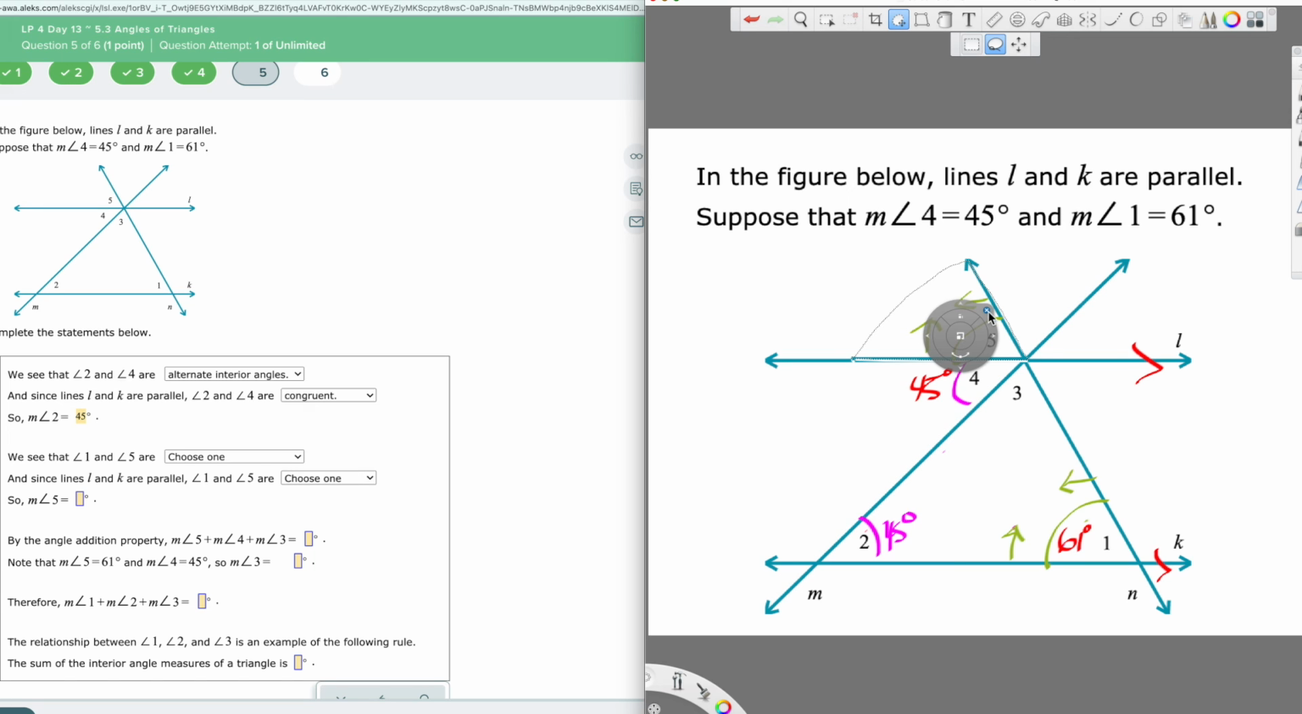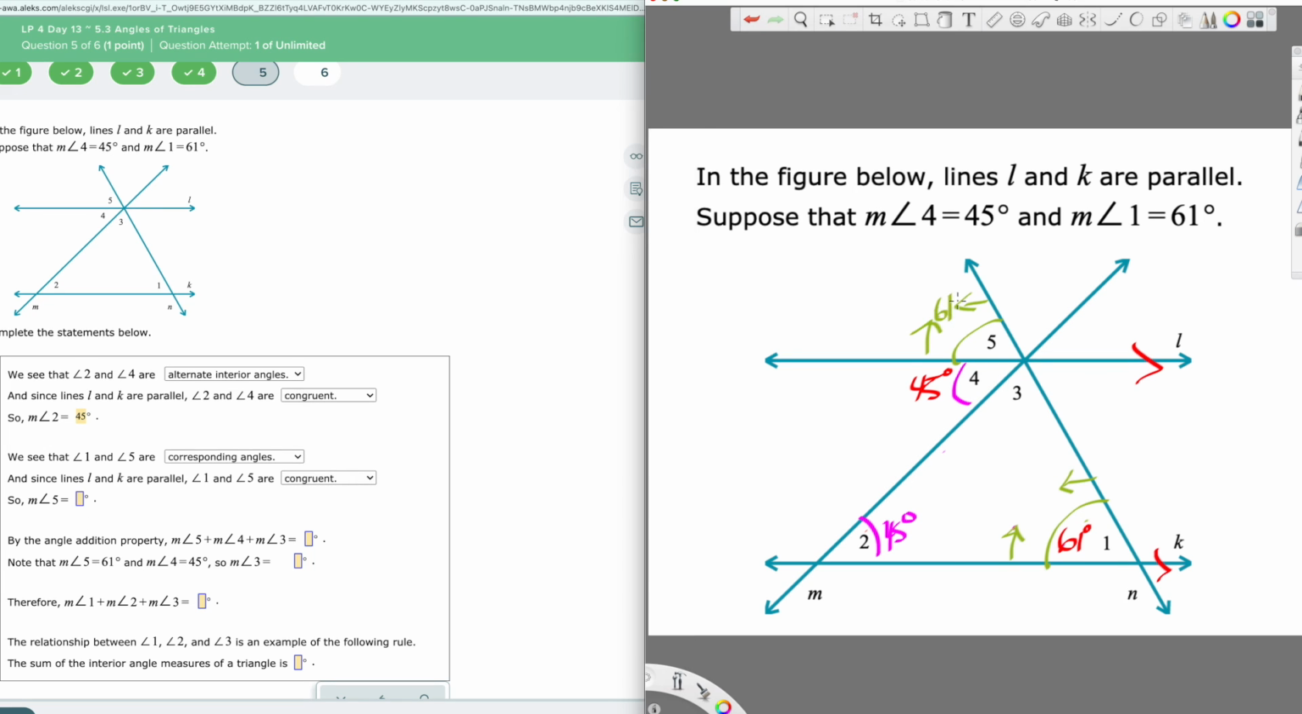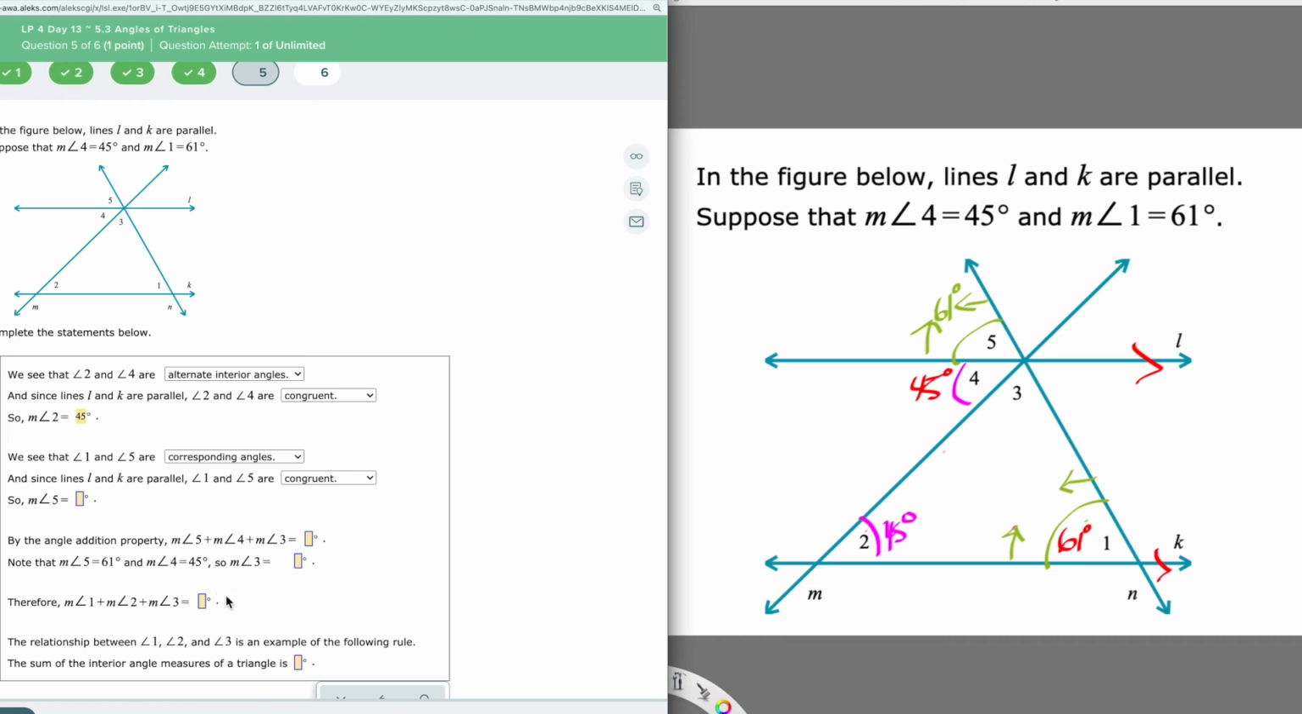Corresponding angles are also congruent to each other. So we know that angle 1 and angle 5 are corresponding. And because we have parallel lines, they are congruent. And we saw that because I literally cut it and moved it down. So if angle 1 is 61 degrees, angle 5 is also 61 degrees.